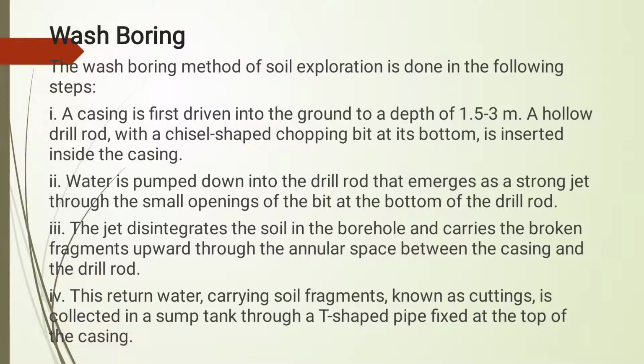Next one is wash boring. In this method, casing is first driven into the ground to a depth of 1.5 to 3 meter. Next, a hollow drill rod with a chisel shaped bit attached at the bottom is inserted into the casing. Through the hollow drill rod, water is pumped down and emerges as a strong jet.